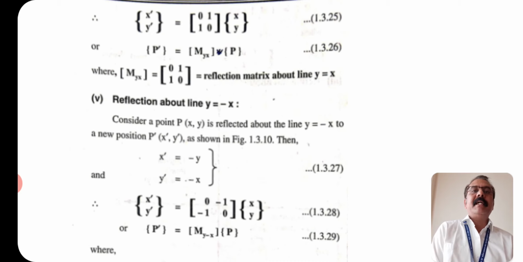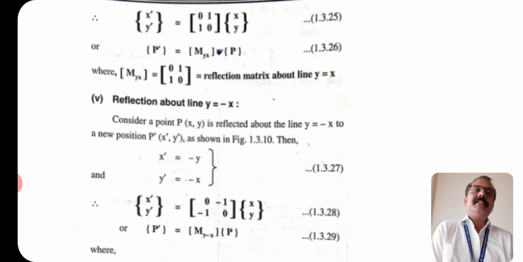That is x dash y dash is equal to 0 1 1 0 into the original position, that is the original matrix x y, where M_y=x is the reflection matrix about line y is equal to x, and the value is 0 1 1 0.